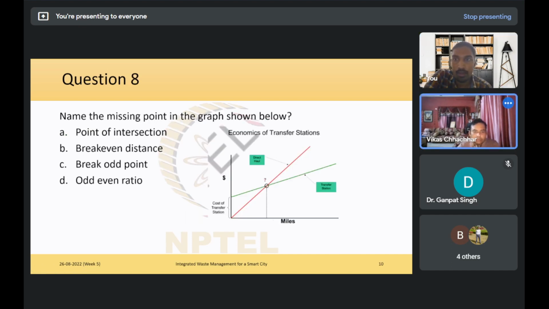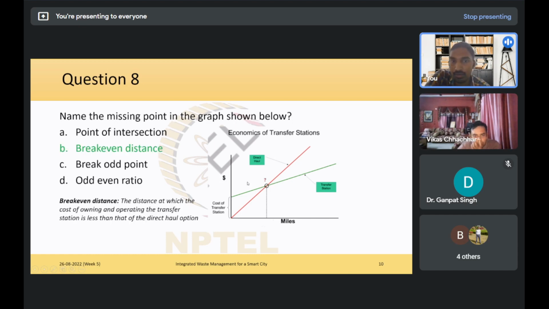Question 8 is about the economics of a transfer station. The question is, what is the point that is common to these two options? What is the terminology? That is the break-even distance. It is the distance of travel to transport your waste where going for either of the options will cost you the same. If the distance is lower than this break-even distance, then the direct haul option will be better, and if the distance is greater than this point, the transfer station option will be better. That is what the break-even distance is.